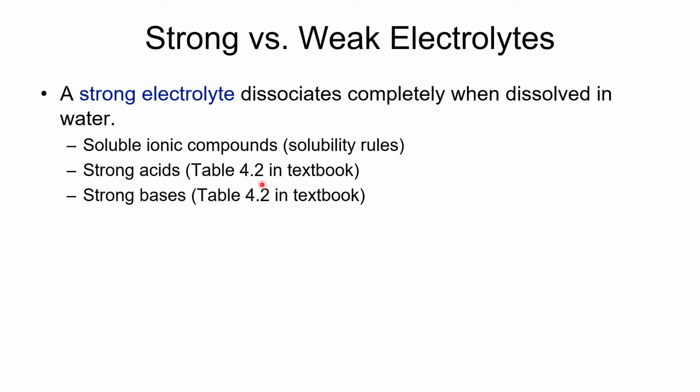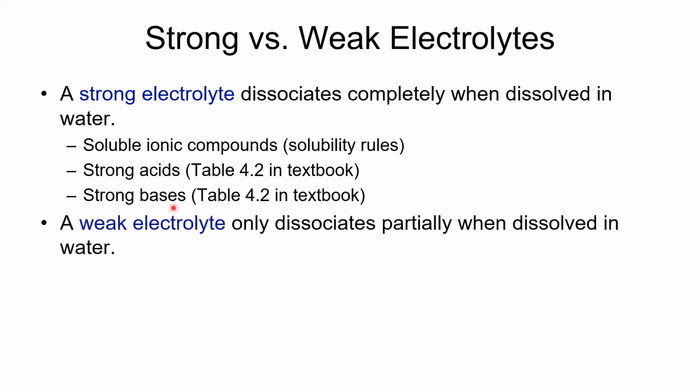We have strong bases. Again, I have a list of strong bases that I want you to memorize. They dissociate essentially 100%. So soluble ionic compounds, strong acids, and strong bases. Weak electrolytes, on the other hand, when we put them into water, only dissociate partially. And that will include things like weak acids and weak bases. And we'll find that some ionic compounds, when we put them into water, don't dissolve very well, and so we'll consider those to be weak electrolytes as well.